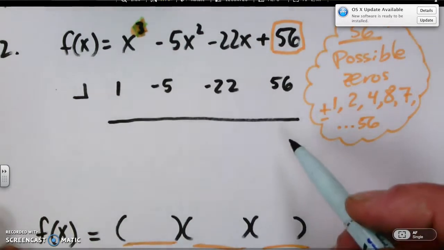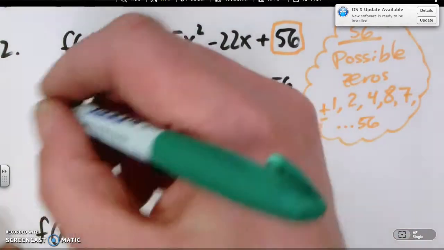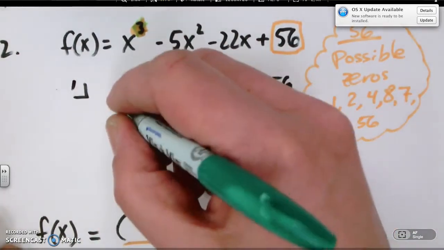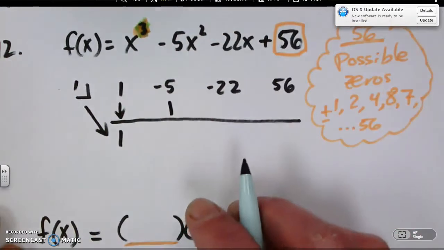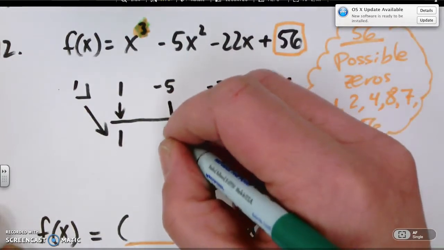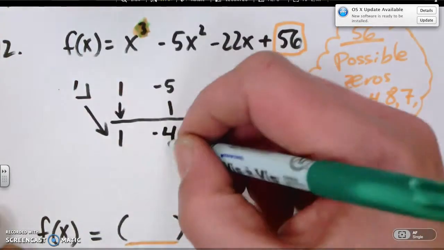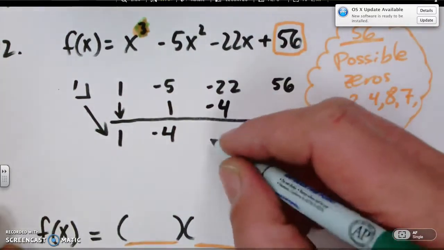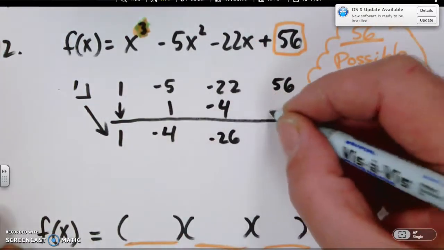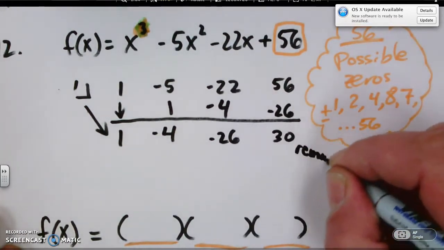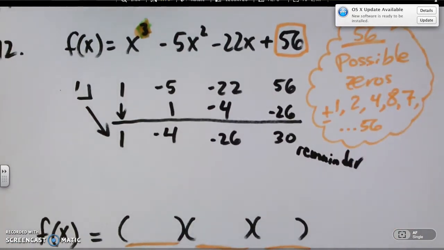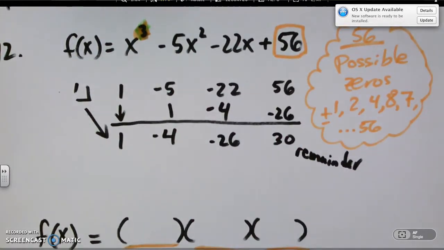Here's the guess and check part. We don't know which one's going to work, so let's start with the smallest one. Let's start with 1. Synthetic division: bring down the first term. After that, it's multiply, write the answer, add them together. -4. Multiply, write it up here, add them together. -26. Multiply, write it up here, add them together. This would be our remainder. That's no good. We don't want a remainder, we want zero remainder. So we've got to try this again.